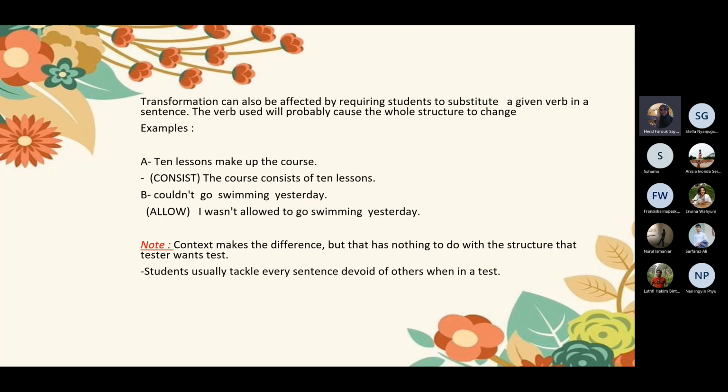Another example: couldn't go swimming yesterday. If I use the word allow, I wasn't allowed to go swimming yesterday. As we can see, the whole structure of the sentence is changing as well. Note, context makes the difference, but that has nothing to do with the structure the tester wants to test. Students usually tackle every sentence devoid of others when in a test. They are not connecting the sentences to each other. They are just trying to tackle every sentence on its own, devoid of other sentences, even if they are related to each other by theme.